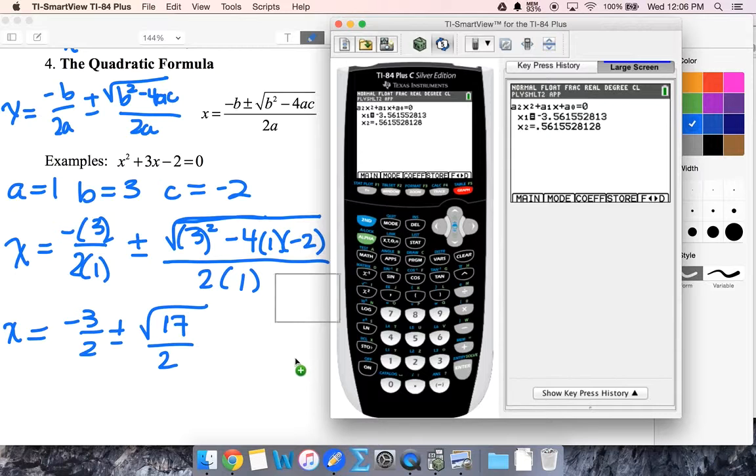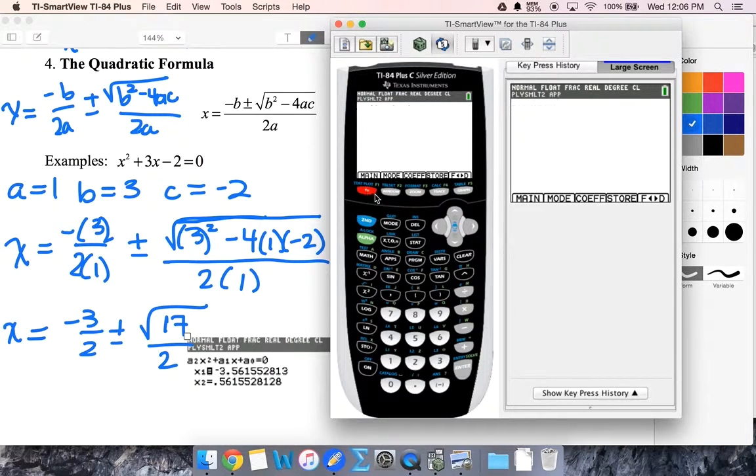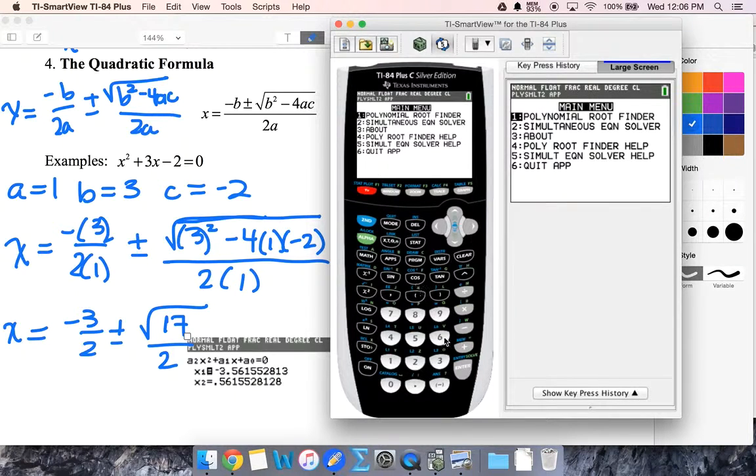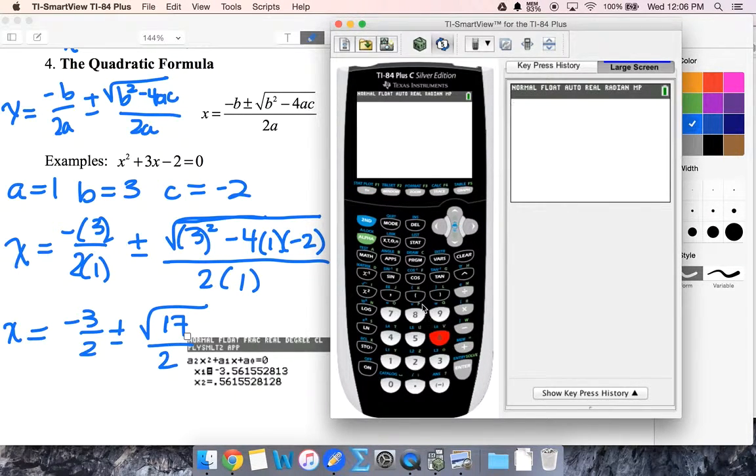Well, if I want to check my answers, I actually like my answers a lot better because those are real numbers. But if I come back over onto my home screen, so to get out of here, I'm going to push main, and then I'm going to quit. So that's number 6. All right, so negative 3 over 2 plus square root, so that's second squared, 17. Make sure and get out of the square root. I've got this arrow telling me to get out of it. So get out of there, divide by 2.